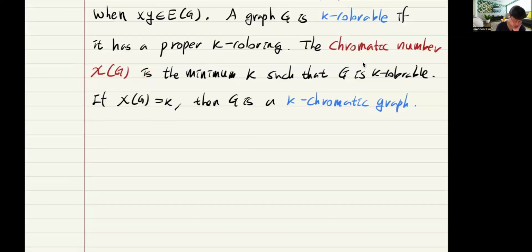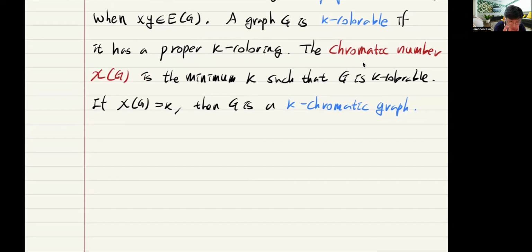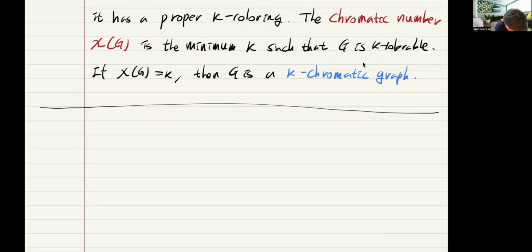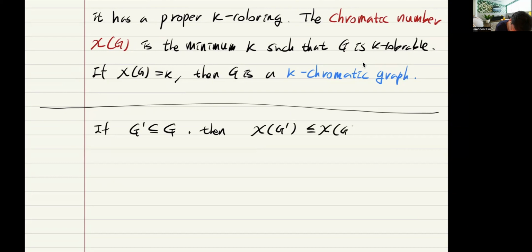Now we want to learn about this parameter. How can we find its value? And if finding the value is too difficult, how can we bound it? Can you find a lower bound? Can you find an upper bound? Let's consider some basic properties of it. There is some natural non-decreasing property, meaning that if G prime is a subgraph of G, then the chromatic number of G prime is at most the chromatic number of G.